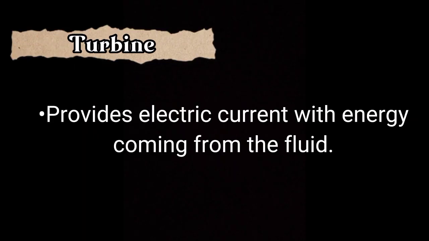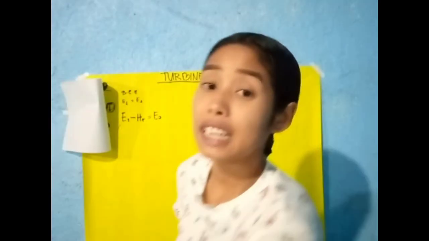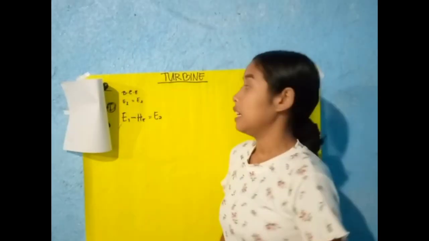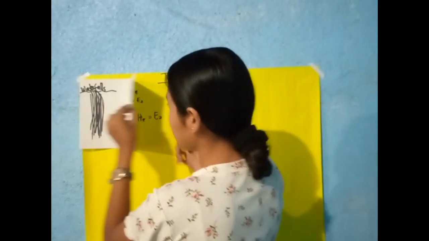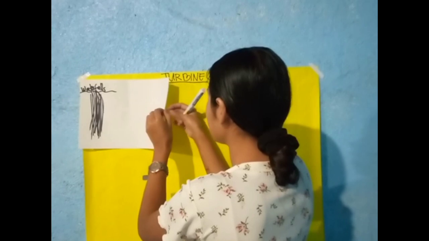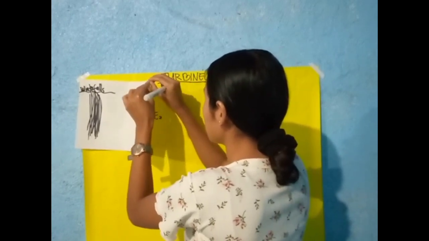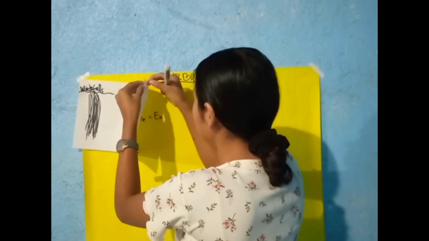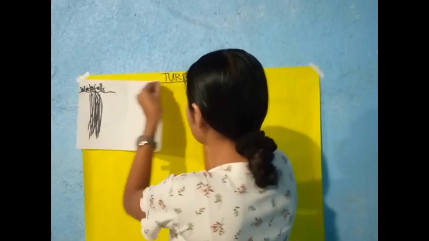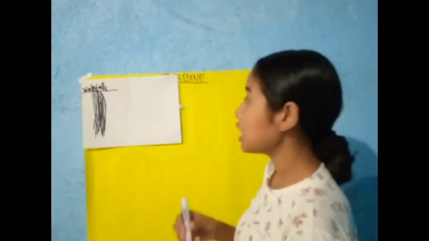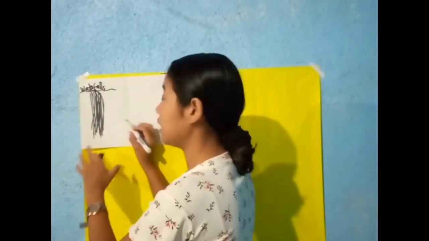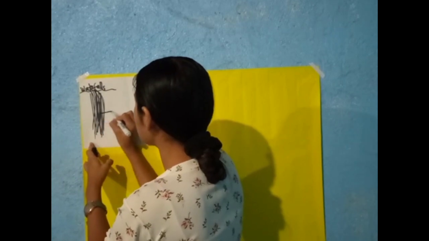Turbine. It provides electric current with energy coming from the fluid. So in order for us to really understand the work of a turbine, we have an illustration here. Let's just imagine that this is a waterfalls. We have a kinetic energy here coming from our waterfalls, and we have something to put here, which is the turbine. So our turbine, ilalagay natin siya dito.